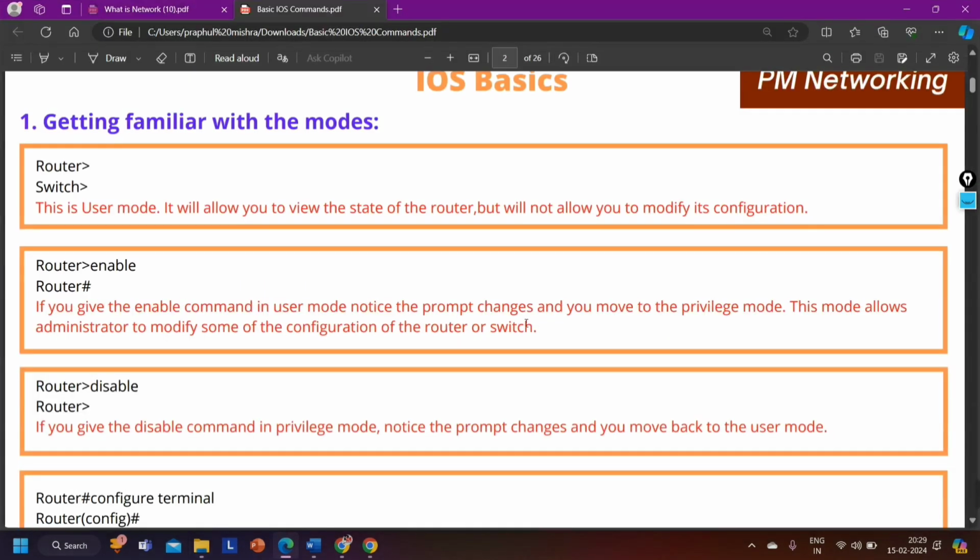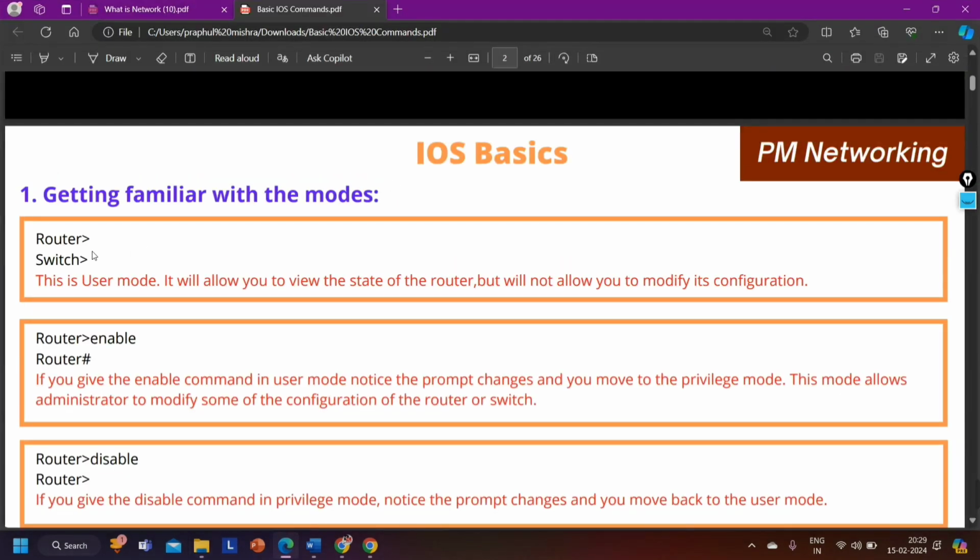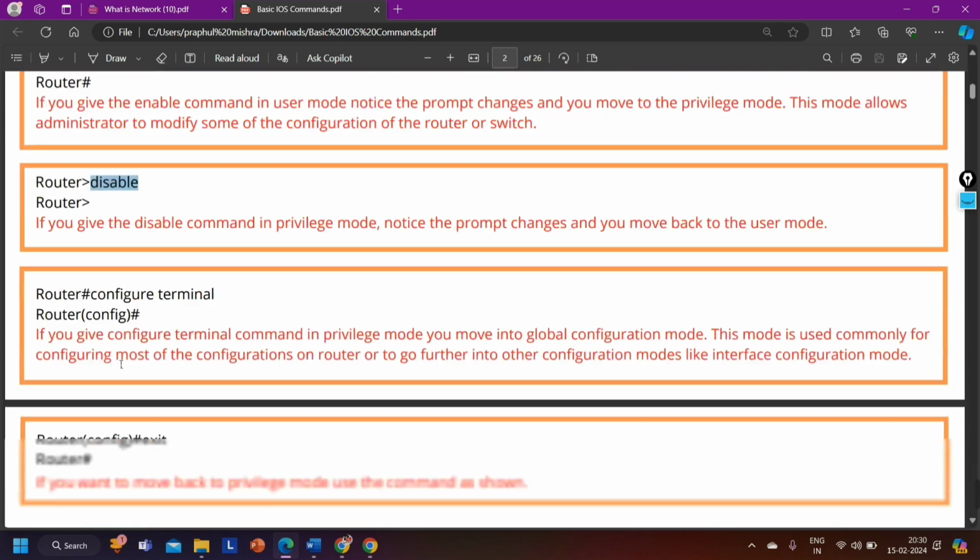Yeah. So like you can see, the first command that you will run on a router is what? Enable. Because when you access a router or switch, you will get access in user mode. This is user mode, right? So we will discuss the modes of routers as well, right? The first command is the enable command. Then again, if you want to move to user mode from the privilege mode, you can run the disable command.